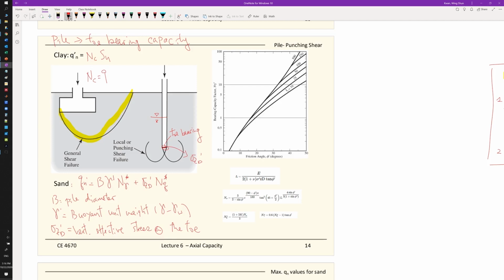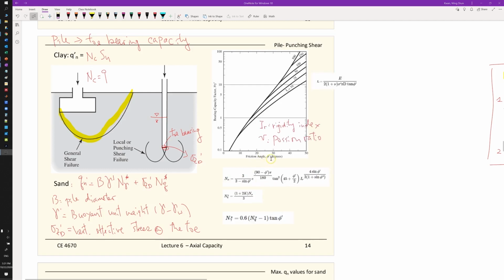And the toe bearing capacity is also based on two Terzaghi bearing capacity factors, N sub gamma star and N sub q star, and the procedure to calculate those. According to the Vesic method, it's a similar thing to what we have learned from the shallow foundations. Those N sub gamma and N sub q are the Terzaghi bearing capacity factors.